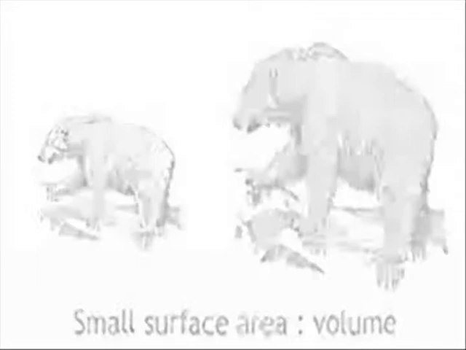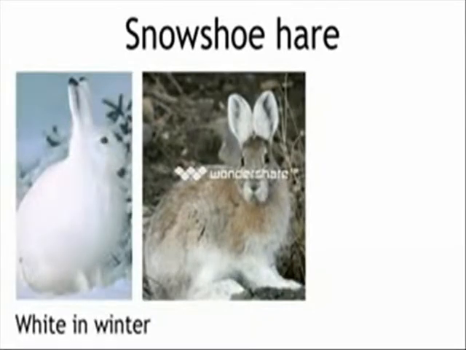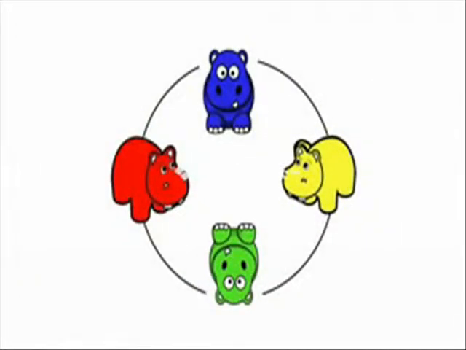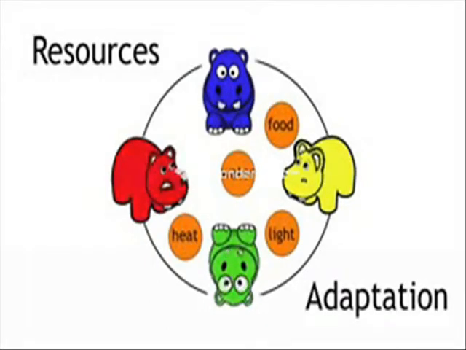Another interesting example of an adaptation is the fur of the snowshoe hare, whose fur changes colour. It is white in the winter to hide in snow, and brown in the summer to camouflage in grass. So, all you have to remember when thinking of how organisms adapt is what the organism is competing for and what would help them to survive in their environment.